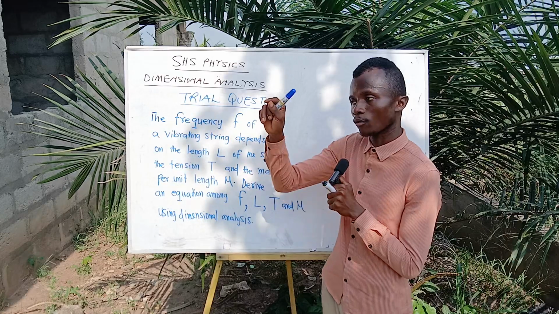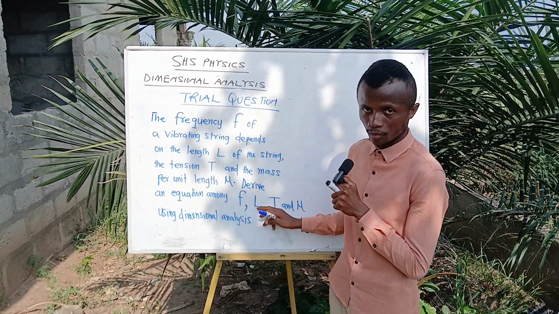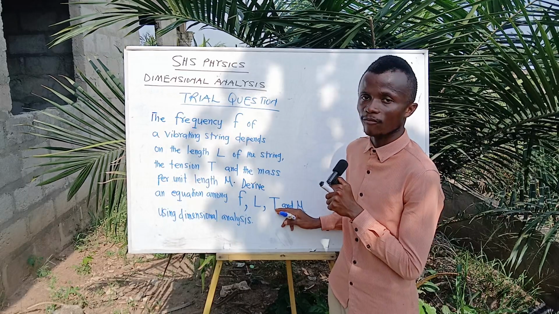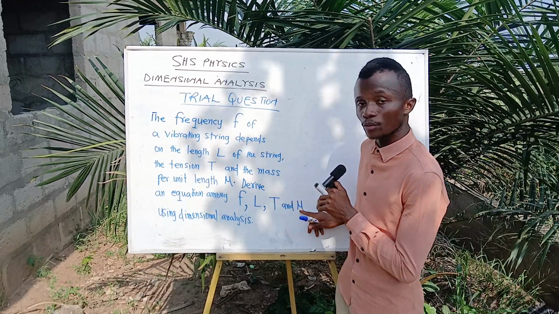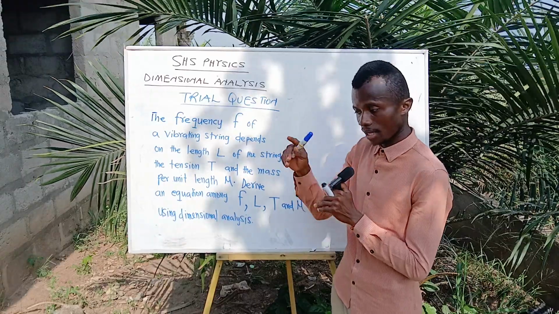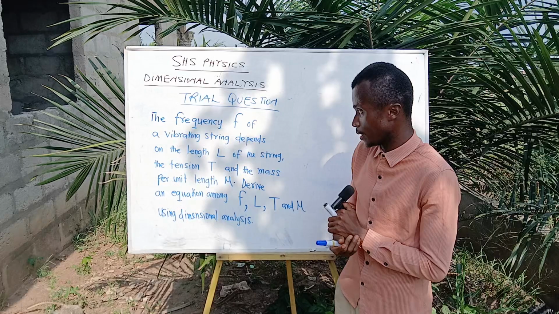Frequency is a reciprocal of the period. You need to know that. Of course, L is a simple quantity. Tension T is a force, and you have to know the dimension for force. The mu is a mass per unit length. Mass per length. You also have to get that one.